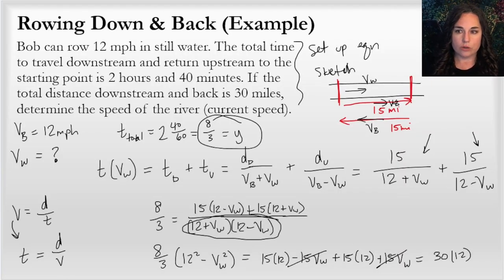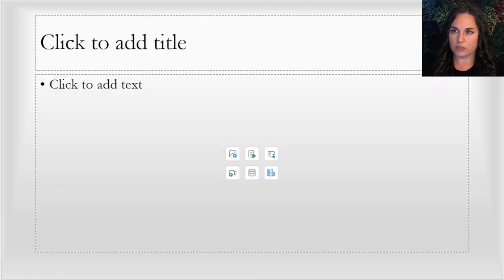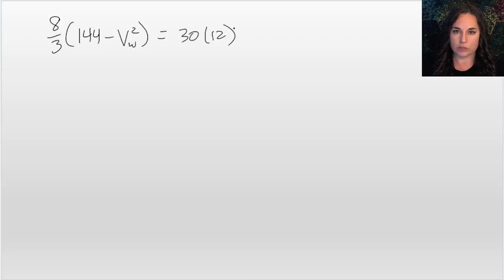Okay, so let me add another slide in here so that I can do a little bit more math. New slide. I am going to change its layout to just be blank. There we go. So on the previous slide, this is what I had for my equation. I had 8/3 times 144 minus the velocity of the water squared equals 30 times 12. That's what it simplified down to.